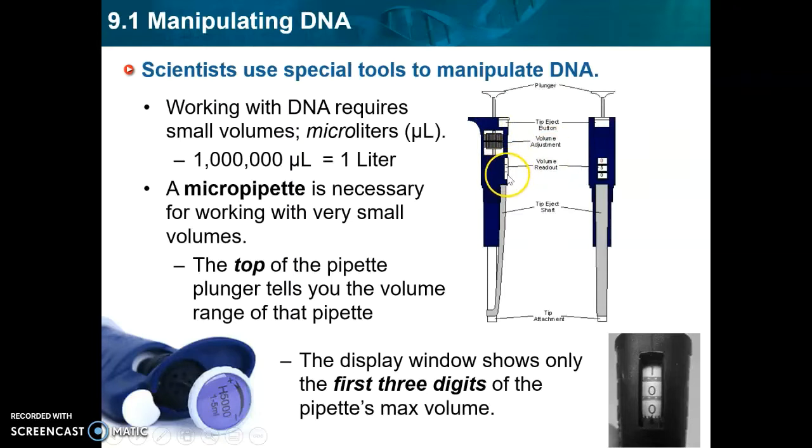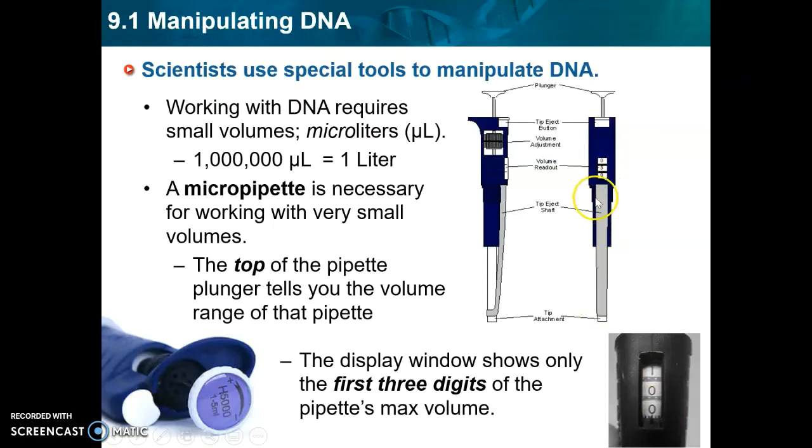Beneath that, there is a window, and this window shows 3 digits. Those 3 digits tell you what volume your pipette is set for. And this is an actual photo of what that would look like down here in the bottom corner. All pipettes, no matter what their volume range, are going to just show you those 3 digits. So we will talk about how to interpret those 3 digits in just a moment.